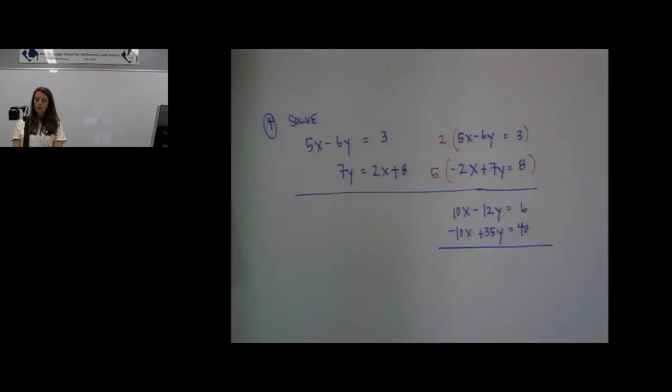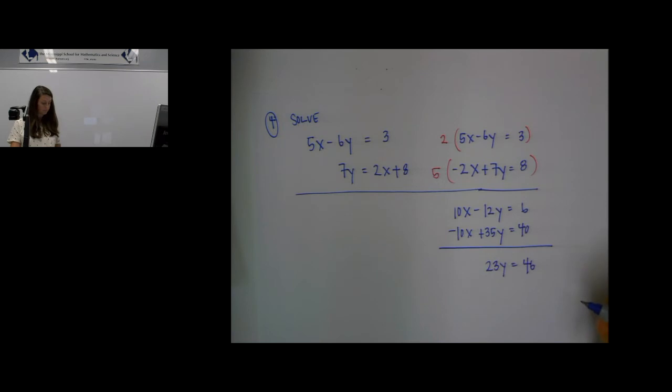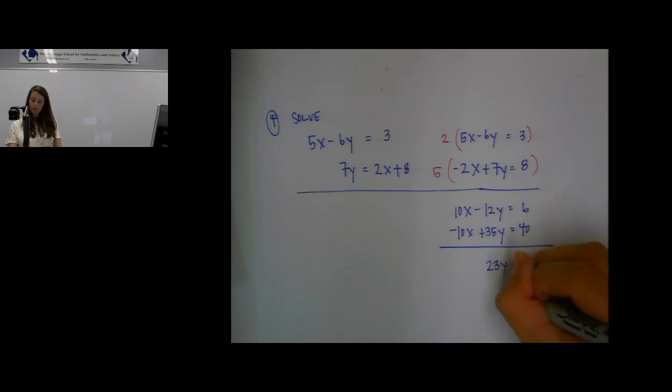Now if you were to add these two equations together, what happens to your x's? Your x's definitely are going to go away, so you're going to be left with negative 12 plus 35, which is 23y, and then 6 plus 40, and that's going to be 46. 46 divided by 23 will give you y equals 2.